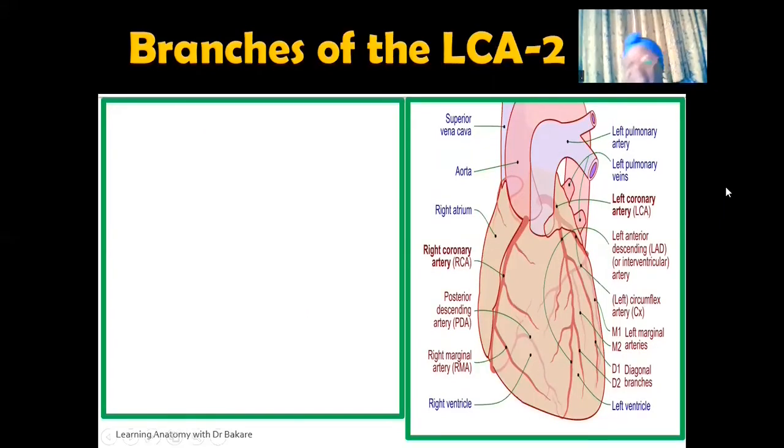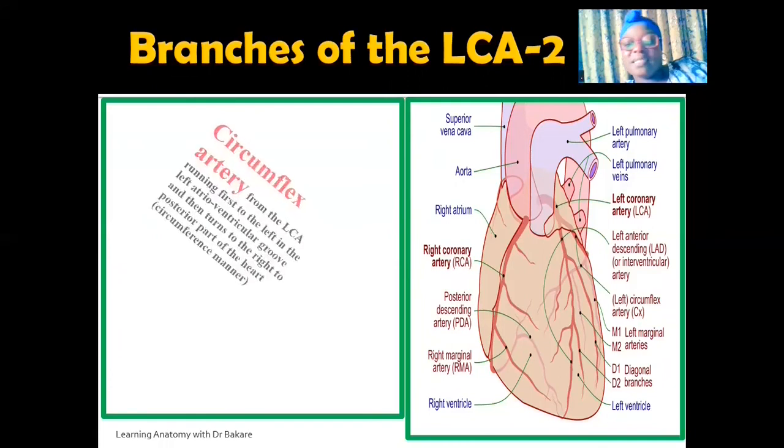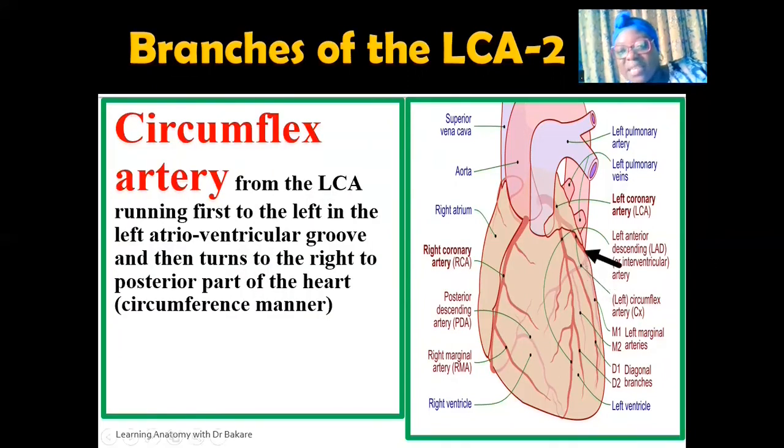Then the next branch is the circumflex artery. Remember, we talked about the circumflex artery that emerges also from the left coronary artery, turning in a circumflex or circular manner to reach the posterior region of the heart. It also has its own branches that it gives to supply the different regions of the heart. So this is the circumflex artery, arrowed here. You see it passing through the left atrioventricular groove, turning posteriorly to supply also the posterior region of the heart.